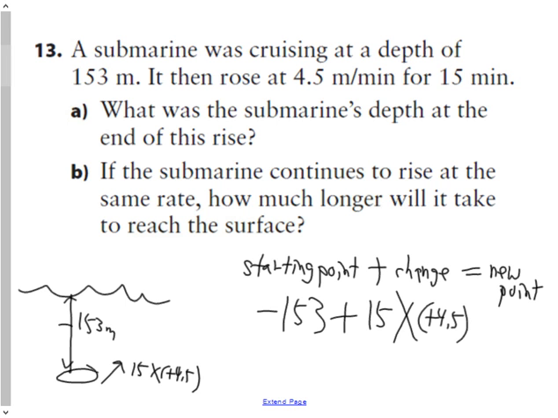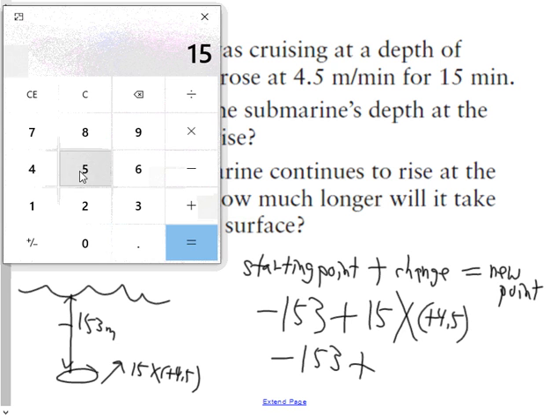So that right there is the expression that represents the submarine's new depth. Now if I simplify that, I will know where it currently is. So I'm going to take my calculator, and I'm going to say, well, negative 153 plus 15 minutes of rising 4.5 meters each is going to be a total of going up 67.5 meters.